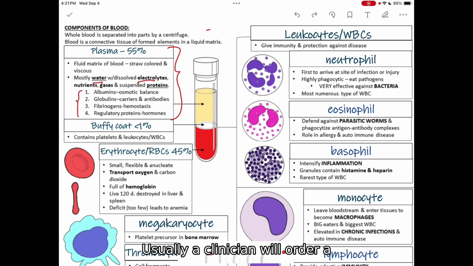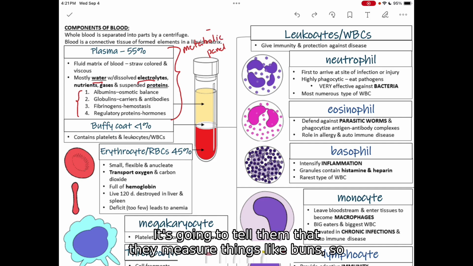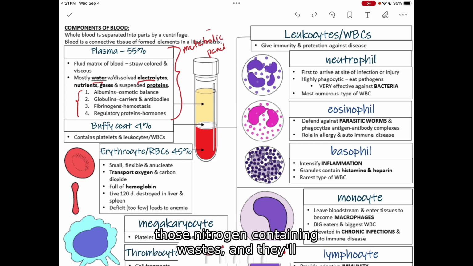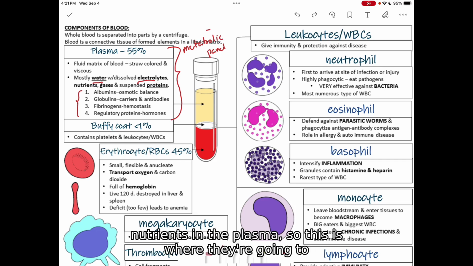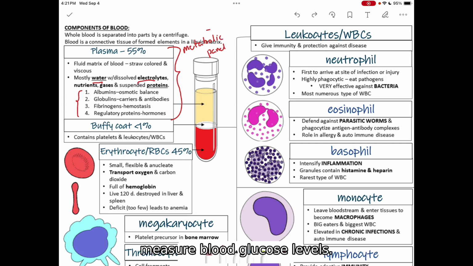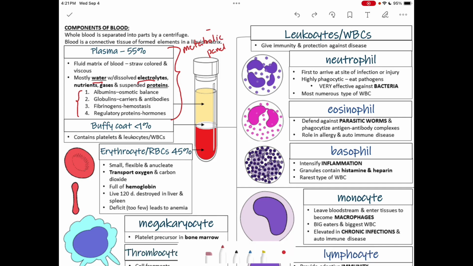Usually a clinician will order a metabolic panel. This is going to tell levels of the electrolytes. They're going to measure things like BUN, so those nitrogen containing wastes, and they'll be able to assay kidney function. There's also going to be nutrients in the plasma, so this is where they're going to measure blood glucose levels. So whatever's in plasma is going to be measured through a metabolic panel.